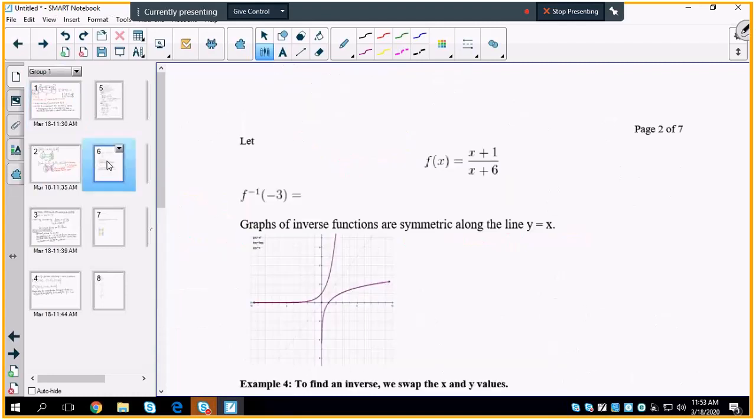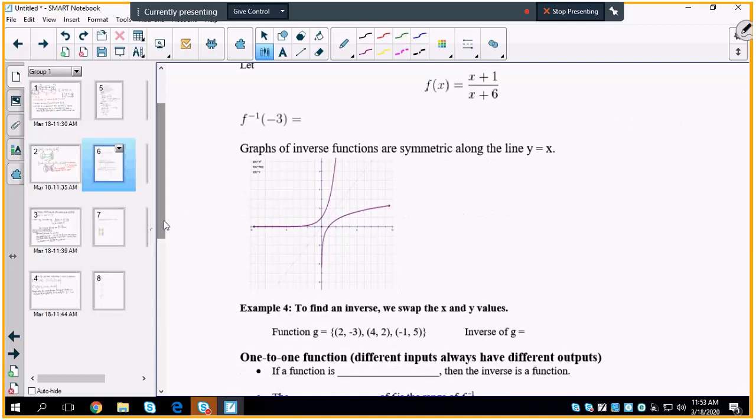So let's go back to the problem. We have f inverse of negative 3. Let's call it a. Then f of a is equal to negative 3. So what is f of a? Look at your f of x. So f of a is equal to a plus 1 over a plus 6. That should be equal to negative 3, and then you solve for a.